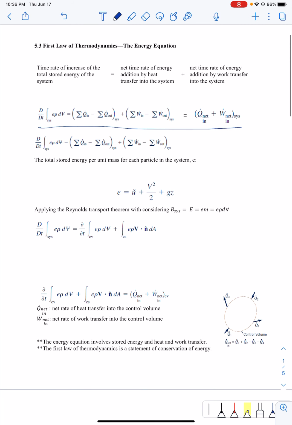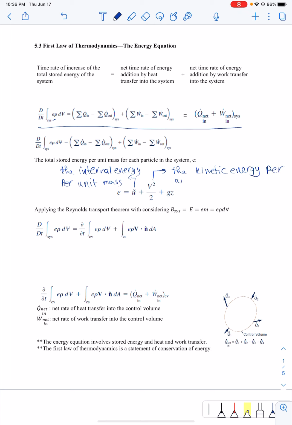And this little e here is the specific energy of the system, which is equal to the internal energy per unit mass, and this is the kinetic energy per unit mass, and this is the potential energy per unit mass.